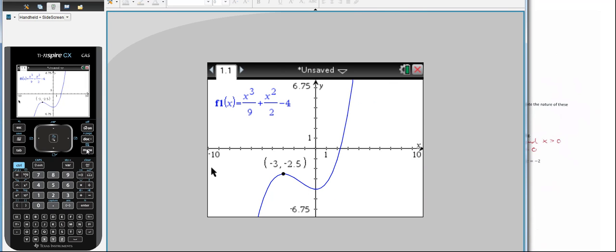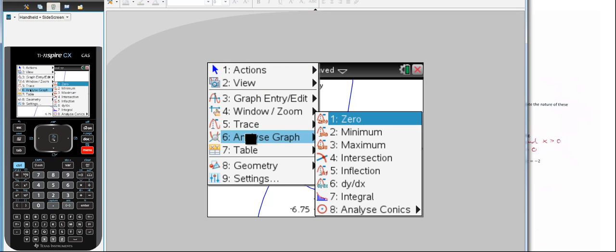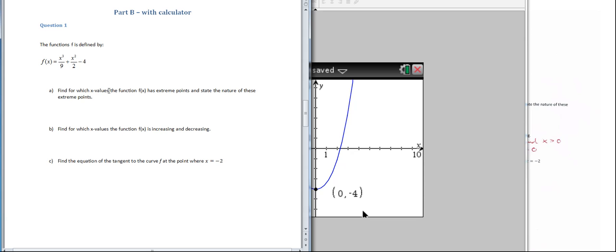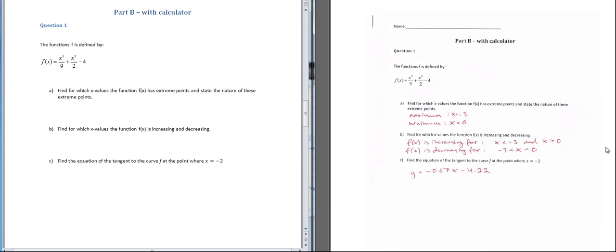Same thing, let's find the minimum for this function. And here are the coordinates, x value 0, y value minus 4. But they asked us for the x values. So for x is equal to 0, we have a minimum.